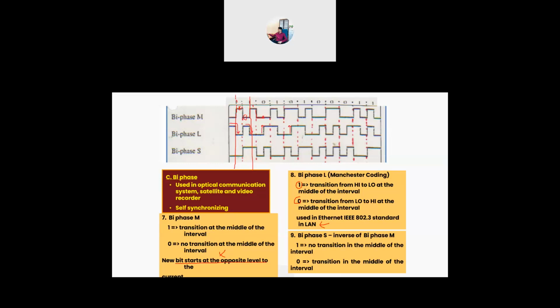Next is biphase S, the inverse of biphase M. So biphase S is basically the inverse of what you have understood in biphase M. You can test this concept yourself and practice, because it's just a difference of transition or no transition. In biphase M, for 1 there is a transition. However, in biphase S, there is no transition, and conversely for 0.